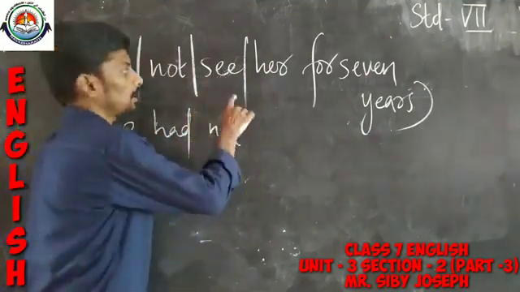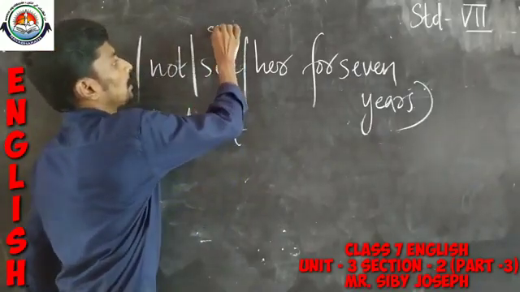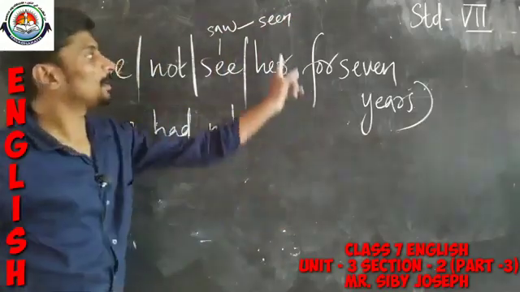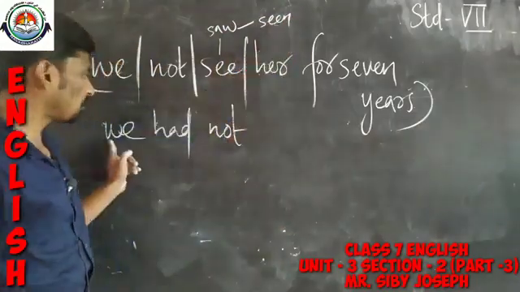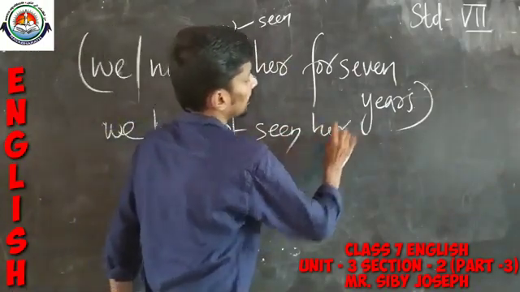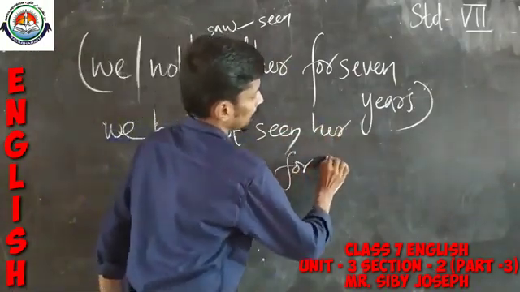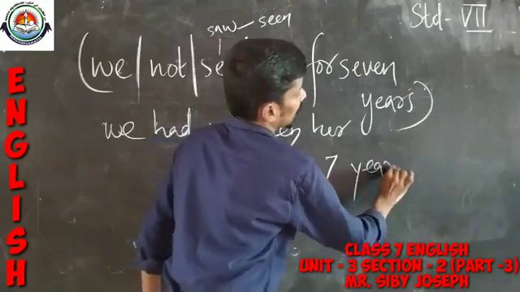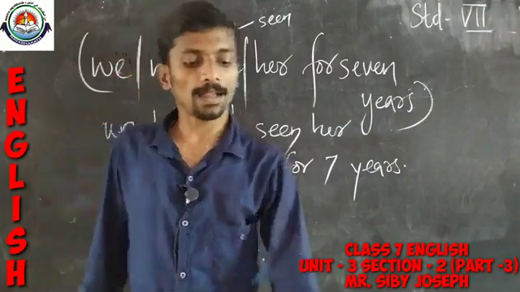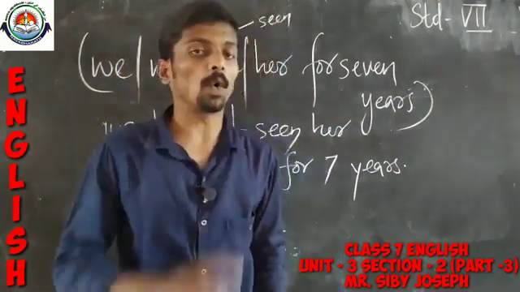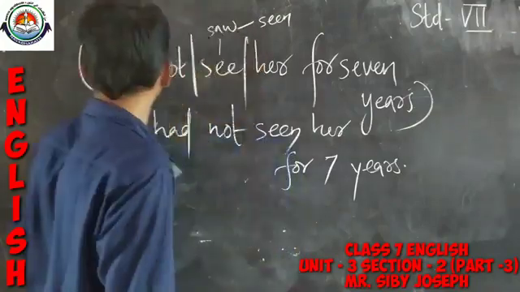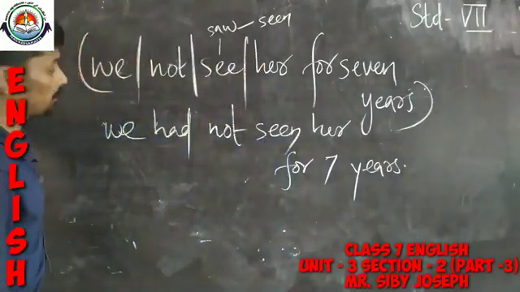See, saw and seen. So, seen is the V3 form. So, we had not seen her for 7 years. Okay. So, in that way you will get it, and we can do one more for your better understanding. Look at the second one.